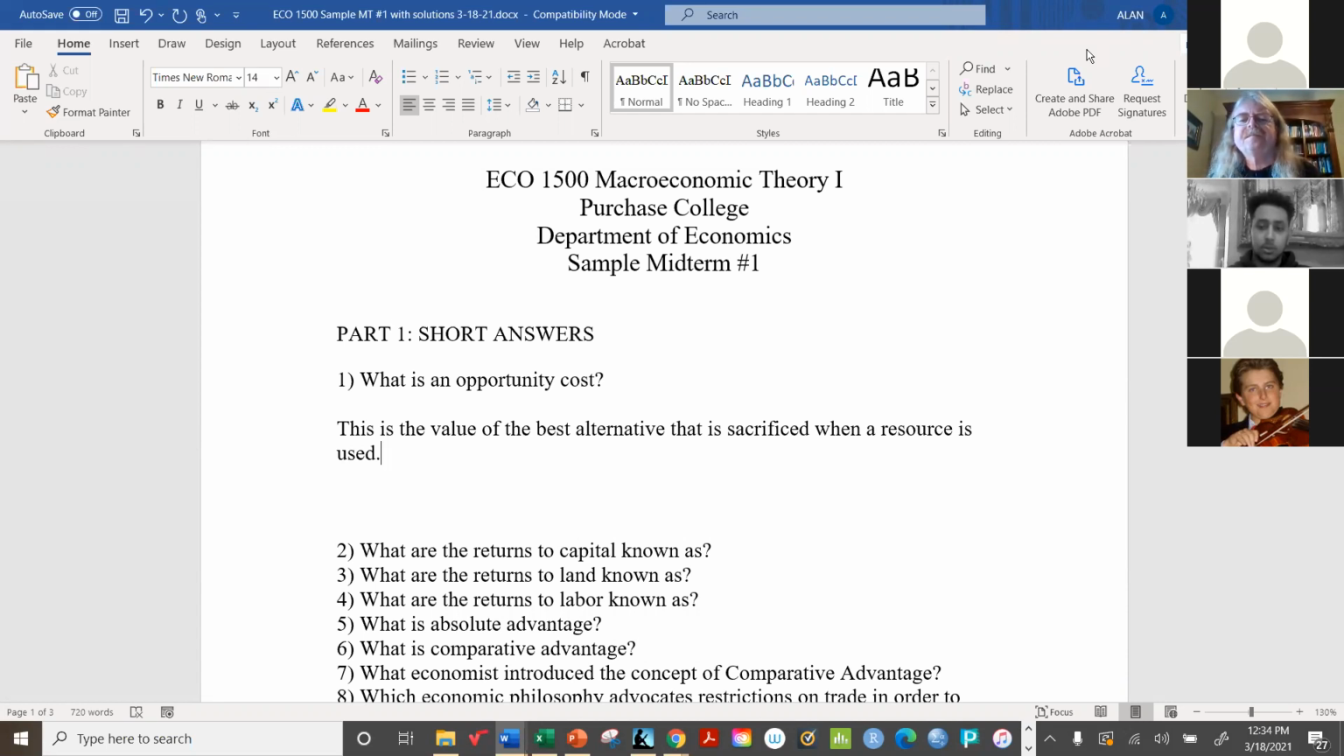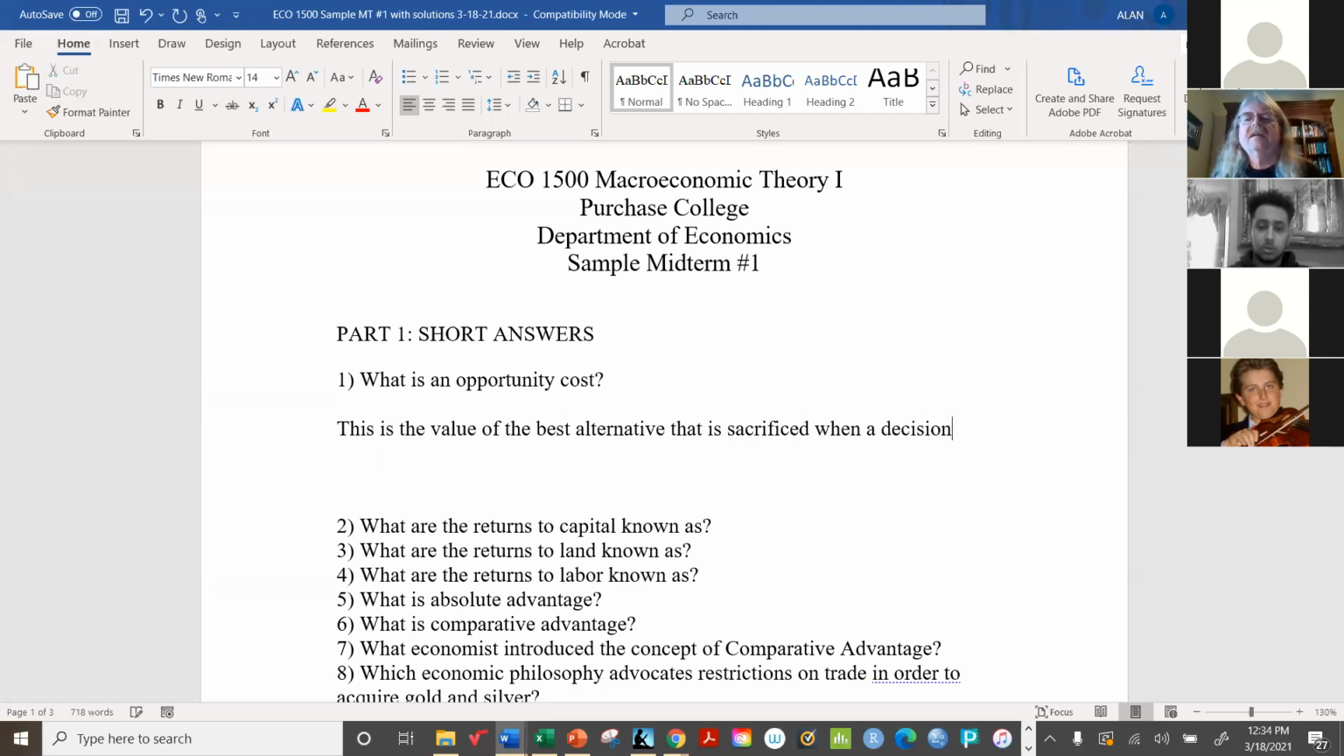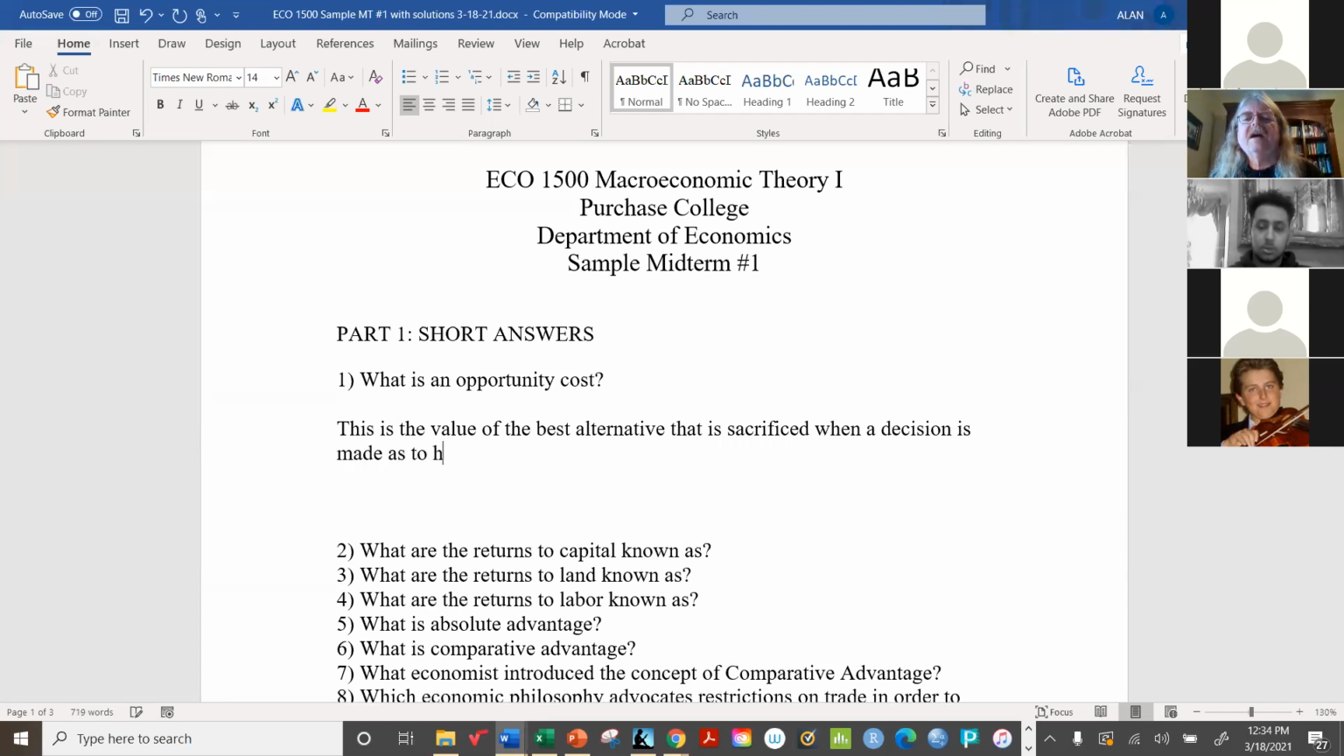Or we could put it even more general, just, let's do it this way. Let's make it even more general than that. When a decision is made as to how resources are allocated. That should do it. All right, as long as it's clear that you're measuring what you've given up by choosing to do one thing with a resource compared with the other options that you had available to you.